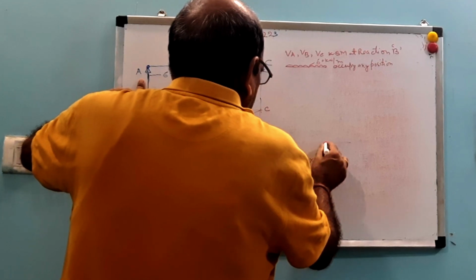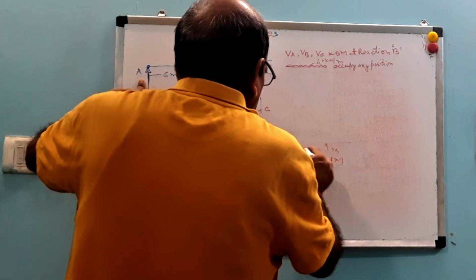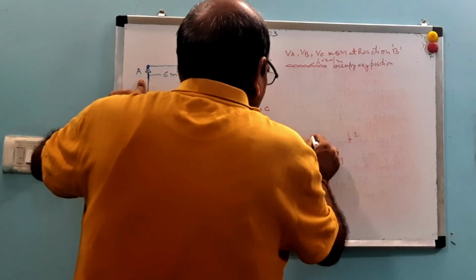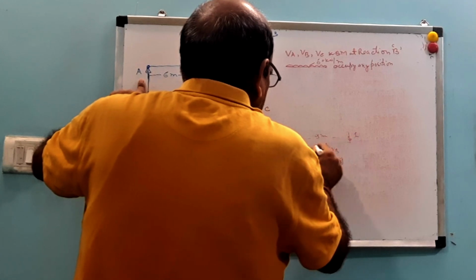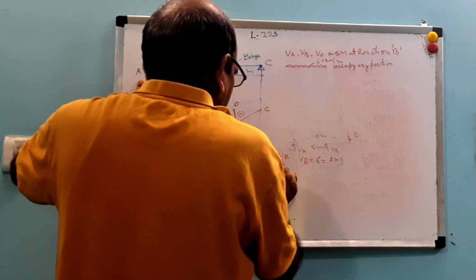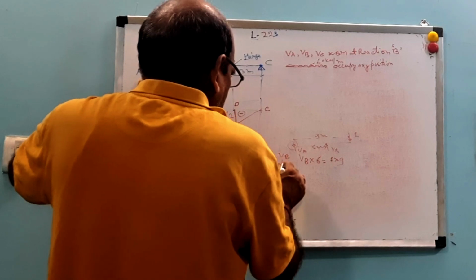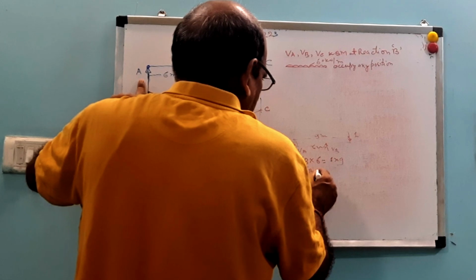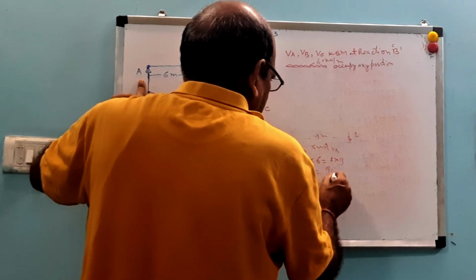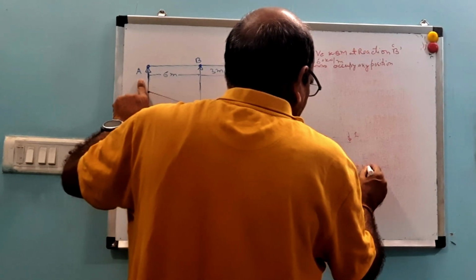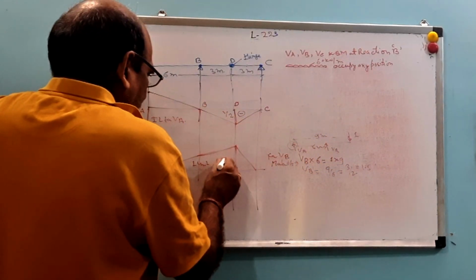This is your BA, this is your BB. And this is 1 unit load at a distance of 9 meter, and this is at a distance of 6 meter. So taking moment about A, BB into 6, so BB will be 9 by 6, that is 3 by 2, that is 1.5. So this will be your 1.5.